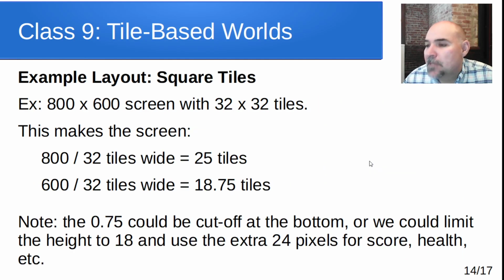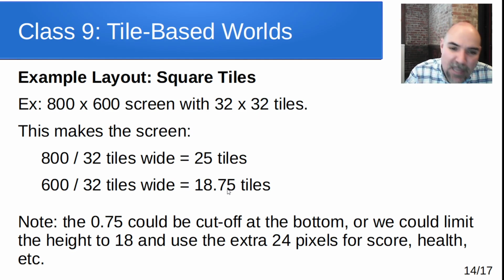All right, so as an example, let's start off with our 800 by 600 screen. And let's say the tiles themselves, each tile is 32 by 32 pixels. This is a little confusing because it says 32 by 32 tiles as if it's 32 tiles wide and tall. This is a 32 by 32 pixel tile for each of the tiles. So how many tiles wide does that make the screen? Well, if we take 800 and divide it by 32, we get exactly 25 tiles wide. If we take 600 and divide it by 32 for the height, we get 18.75.